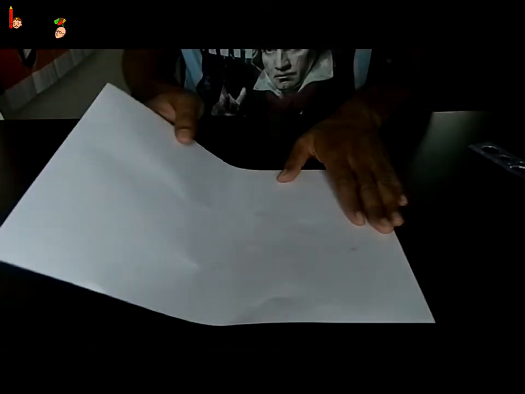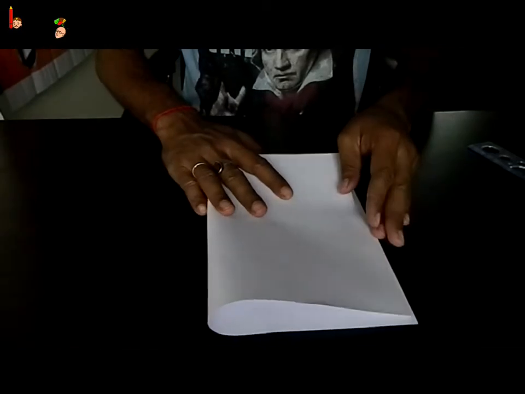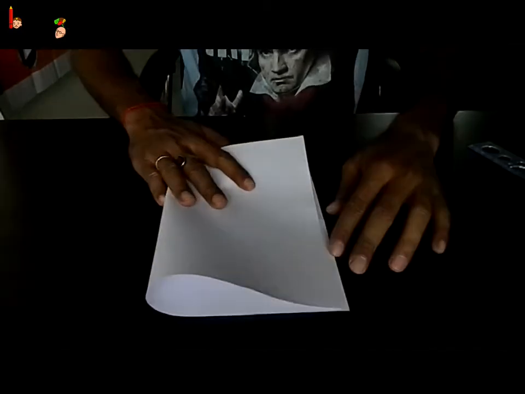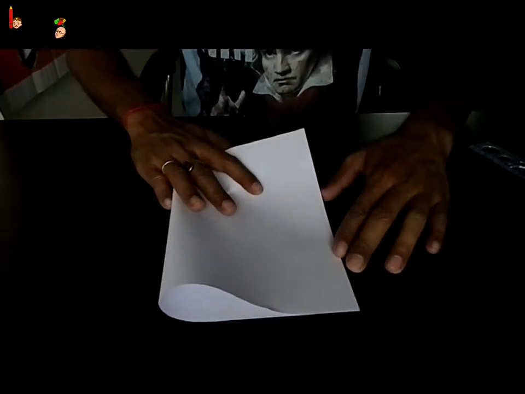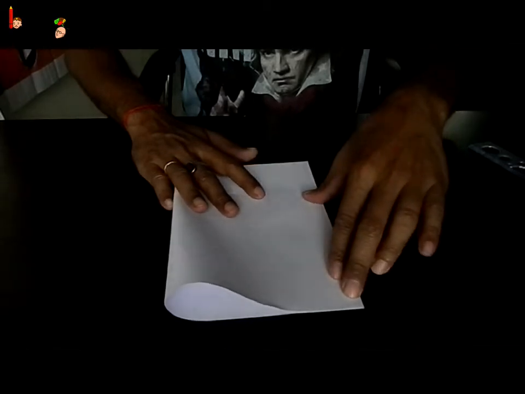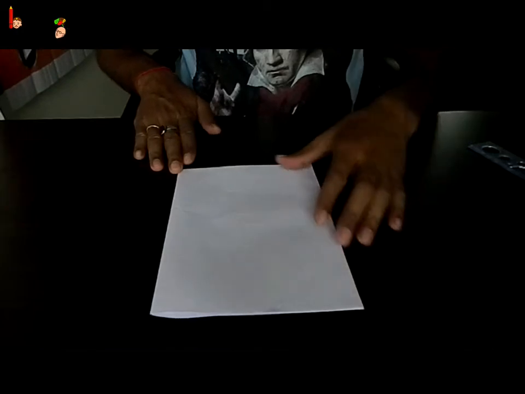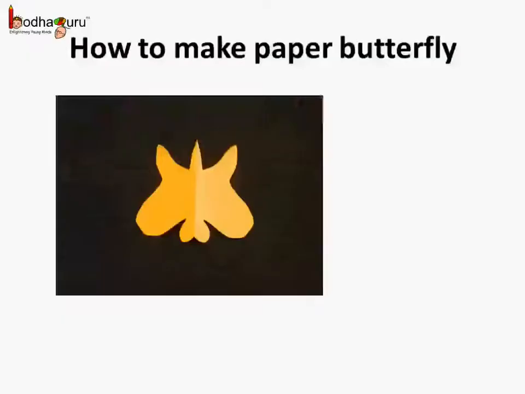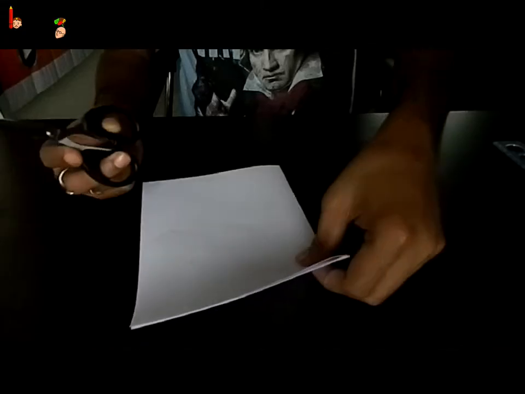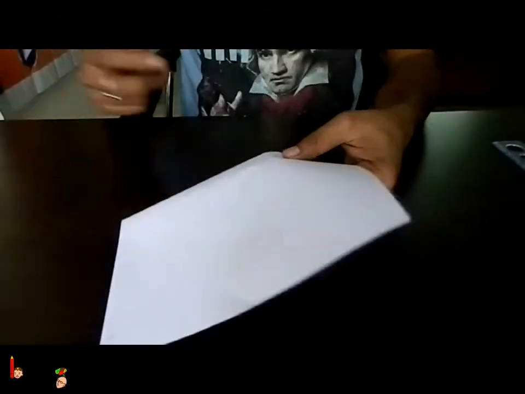Take a full sheet of paper and fold it in the middle. Draw only the half of the butterfly. Now we cut along the outlines of this butterfly using a pair of scissors.